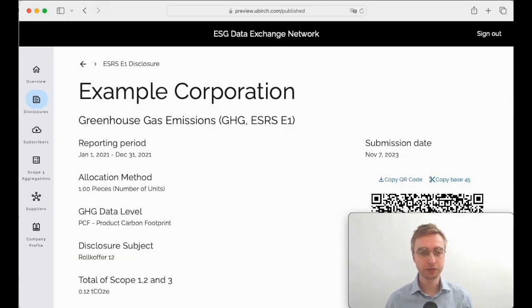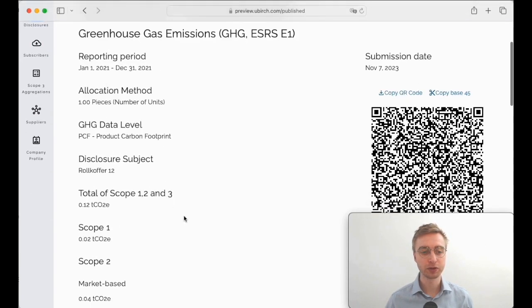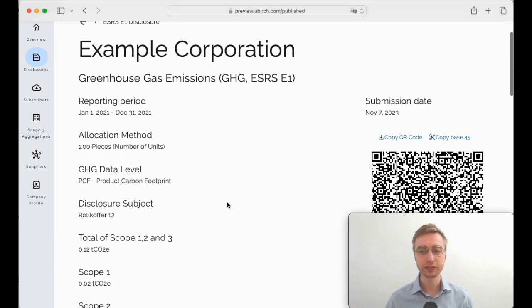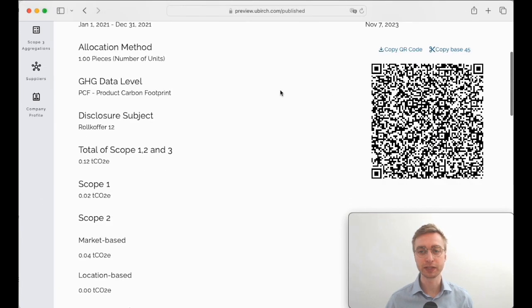And now I see my finished published disclosure here in the ESG Data Exchange Network. So I see the reporting period that I just mentioned, my product carbon footprint with all the information as confirmed in the form. Important, I see a QR code at the top right of the page. This QR code enables third parties to verify my data independently as I've published it in the ESG Data Exchange Network.